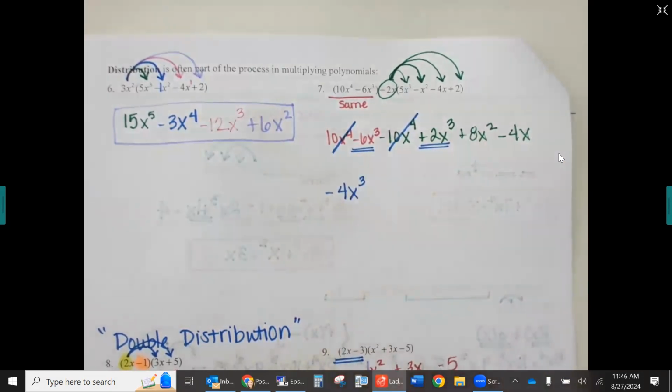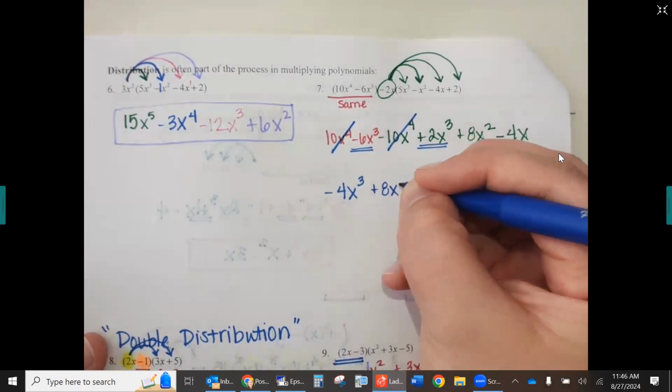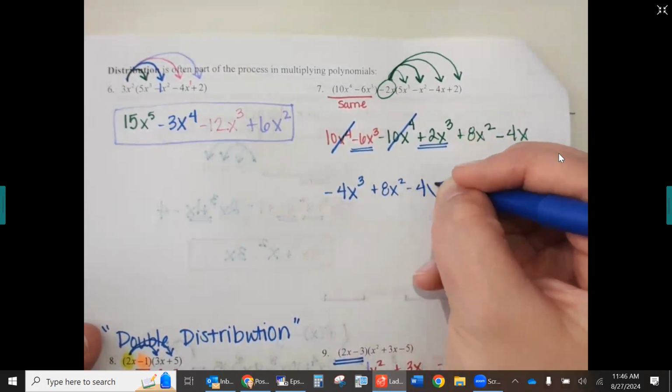Should be negative 4x^3, because if you owe me $6 and you only pay me back 2, you still owe me 4. Okay, then I have an 8x squared, nothing to go with, and a minus 4x, nothing to go with. And that would be your answer.